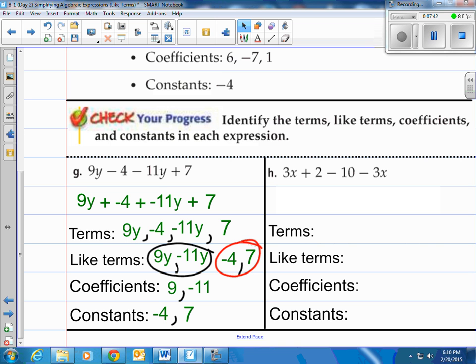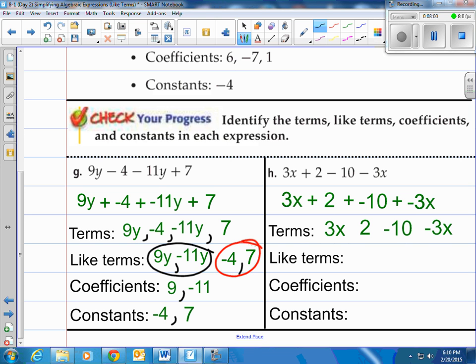How about the second one here? 3x plus 2 minus 10 minus 3x. Well, we've got to change those subtractions to addition. So there we go, I've done that for you. And now let's find our terms. We've got a 3x, a 2, a -10, and a -3x. So those are our 4 terms.